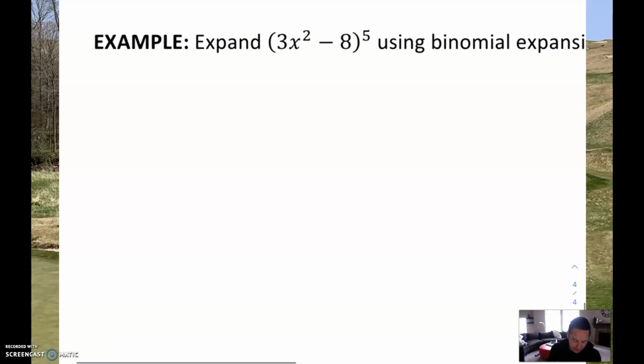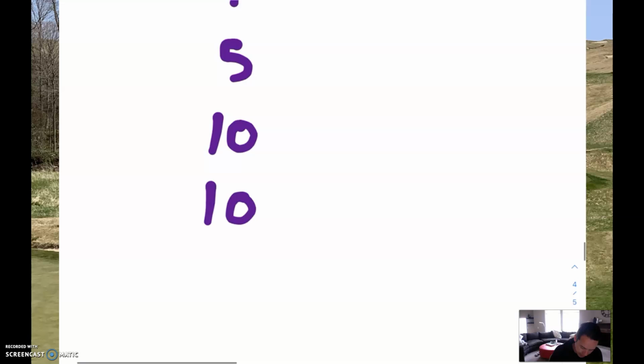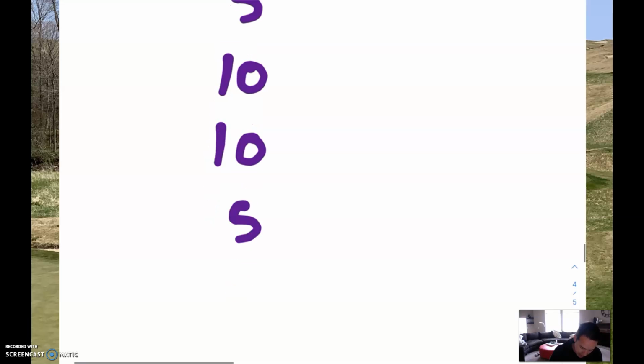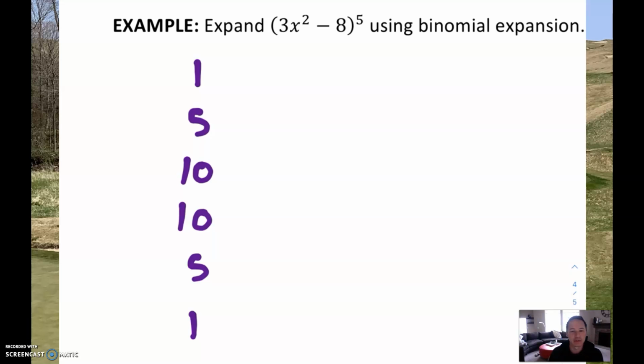So for this last example, we are expanding 3x squared minus 8, that's the binomial, to the fifth power. Now, since it's to the fifth power, we're going to be using the fifth row of Pascal's triangle. So I'm just going to write that fifth row here. We have 1, 5, 10, and then it goes the other way, 10, 5, and 1. So I just start by writing out Pascal's number first.